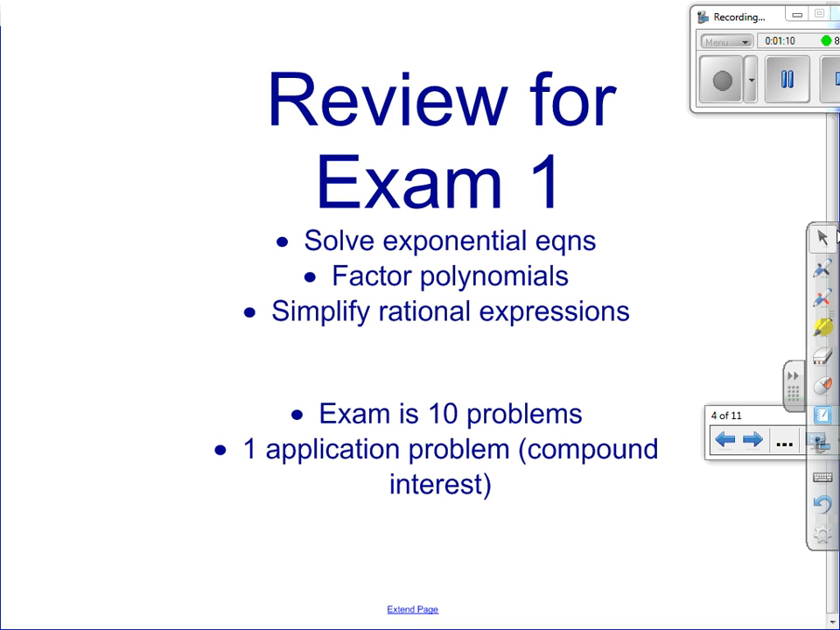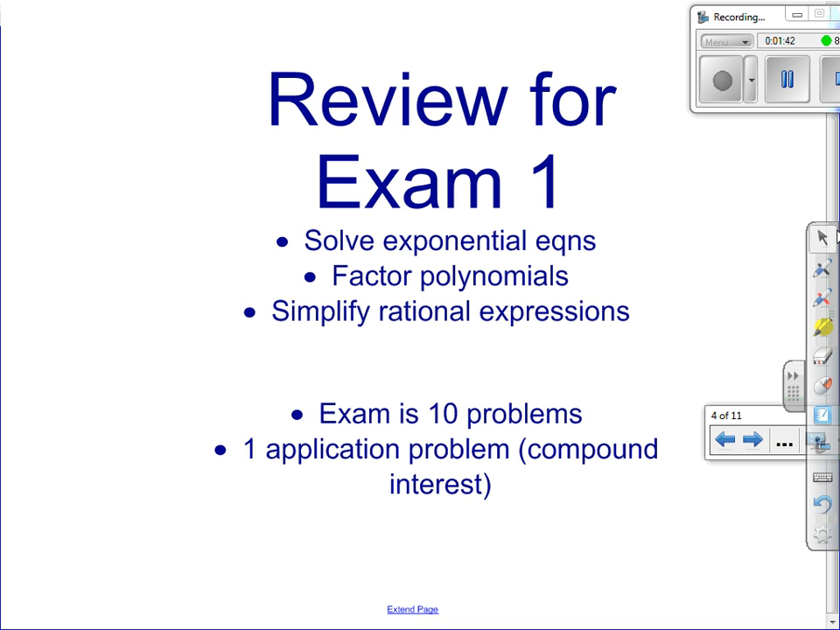Okay, what's going to be on the exam tomorrow? There are three big topics: solving exponential equations, factoring polynomials, and simplifying rational expressions. Now, factoring polynomials and simplifying rational expressions really go hand in hand because you can't simplify rational expressions if you can't factor polynomials. So if you're good at simplifying rational expressions, then that means that you're good at factoring polynomials.